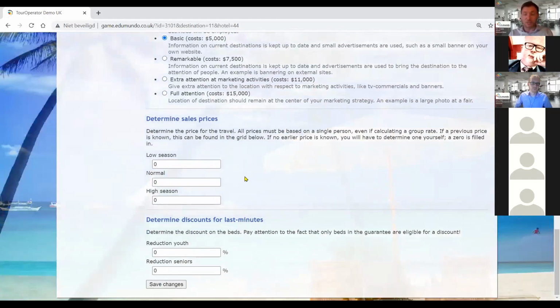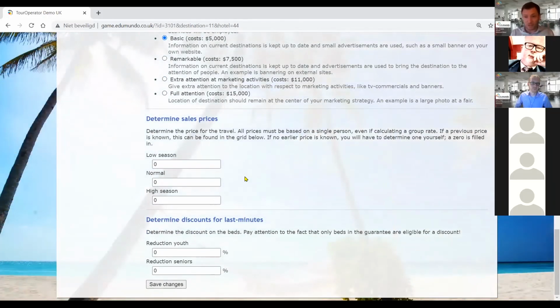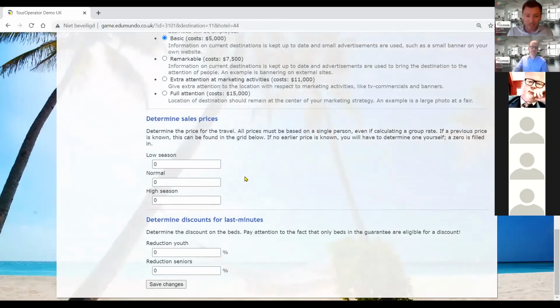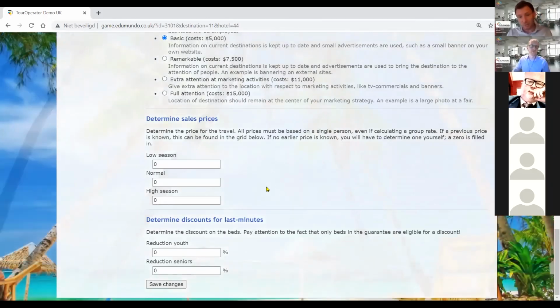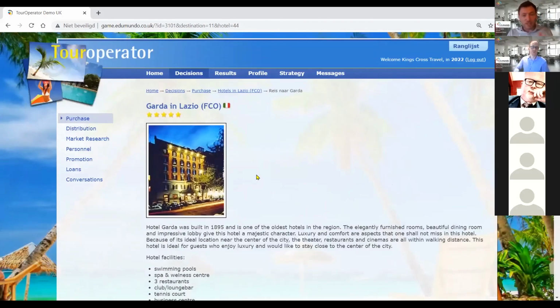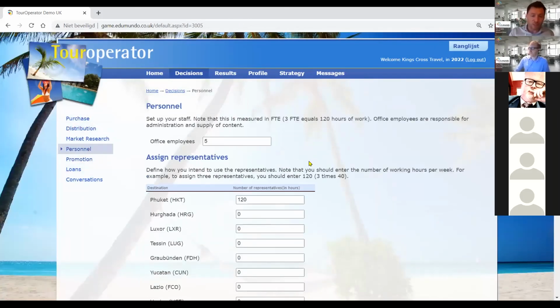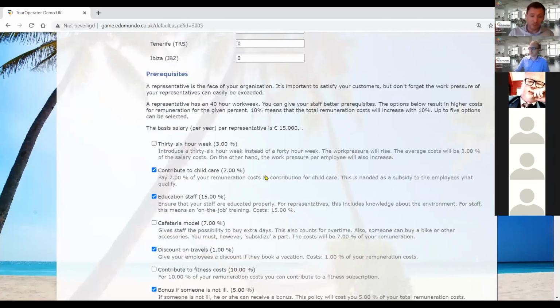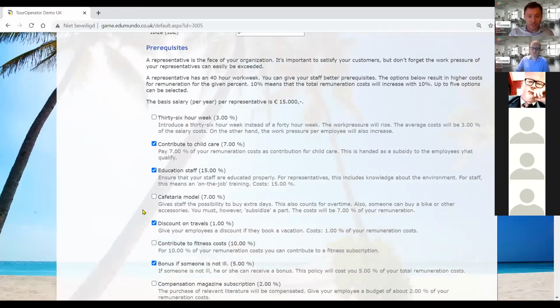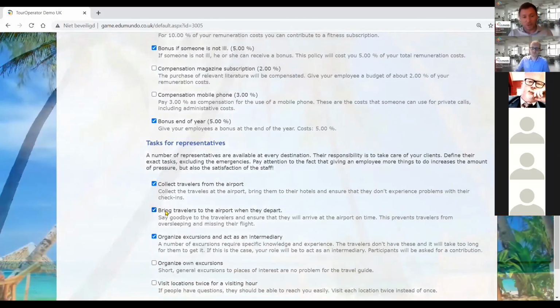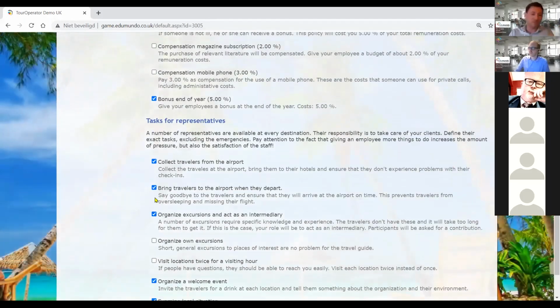And last but not least, of course, there are pricing schedules. So what are we going to ask in the different seasons, and what kind of last minute discounts would we like to offer? These kinds of decisions will be taken for all the hotels they do business with, and all the other decisions are, for example, about updating their website, investing in local representatives and their tasks. So, for example, do they have to organize trips or collect the travelers from the airport? All those kinds of things.